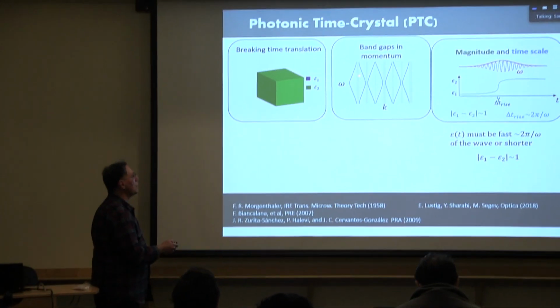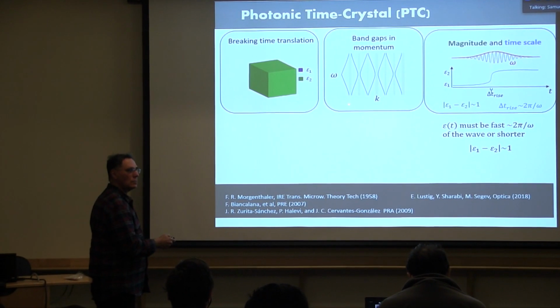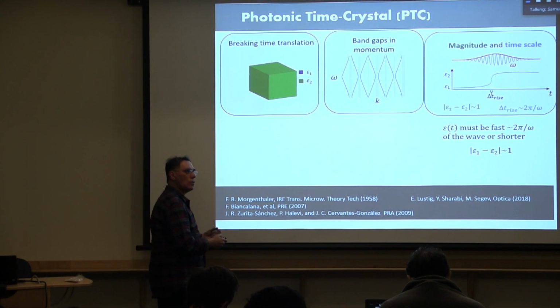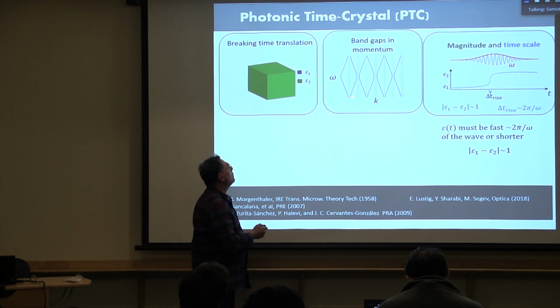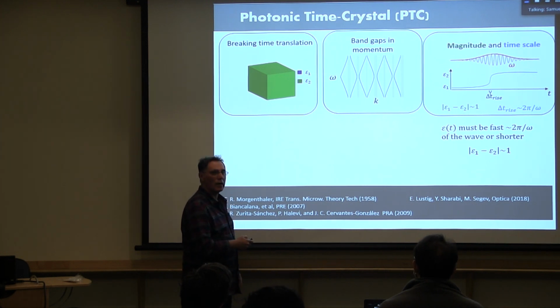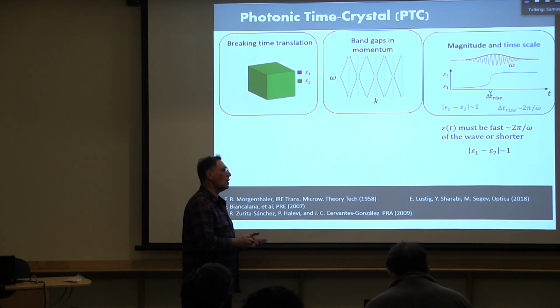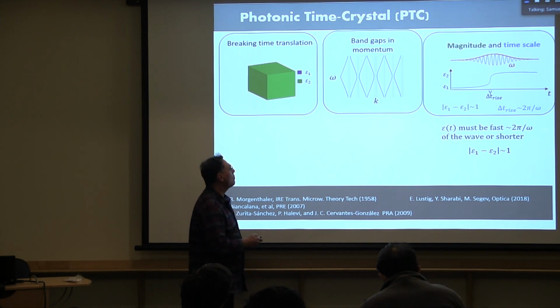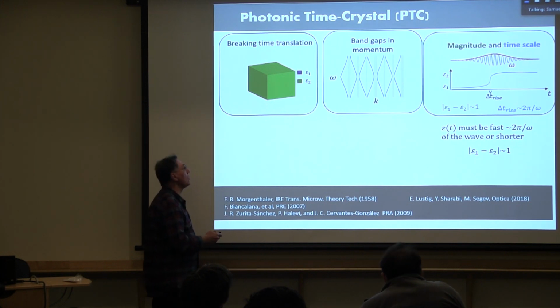So the band gaps are in momentum. The implication is that there are values of momentum right here in the gap where the Floquet modes are exponentially amplified and exponentially attenuated. The exponentially attenuated are not interesting. The exponentially amplified are the interesting ones.